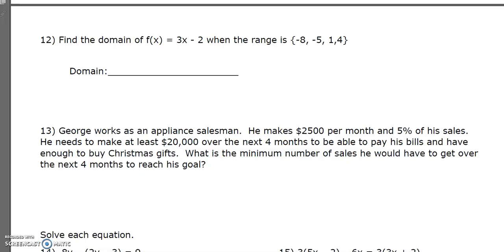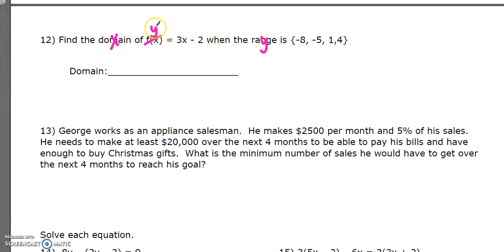Okay, number 12 says find the domain of f of x equals 3x minus 2, and the range is -8, -5, 1, and 4. So the domain would be the x values. That is what we're trying to find. F of x, remember, is just a fancy way to write a y, and then the range would be the y values. So they're telling us these are the y values.